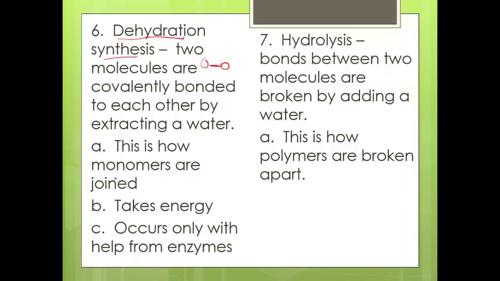This is how we join monomers inside of our body when we make larger structures, like when we make DNA, when we make fats. All of those things, we are joining the monomers together, and it's going through a process of dehydration synthesis. It takes energy to do that, and it occurs only when we have enzyme help. Enzymes aren't something that we've talked about yet, but we'll have a video about that at a later time.